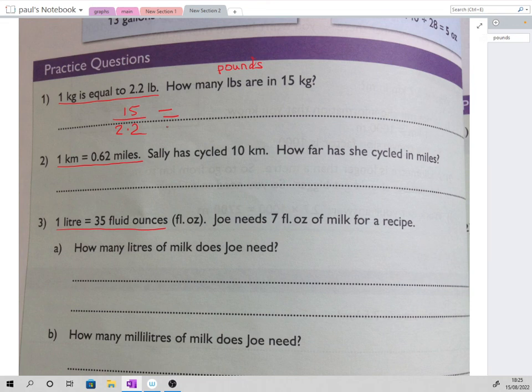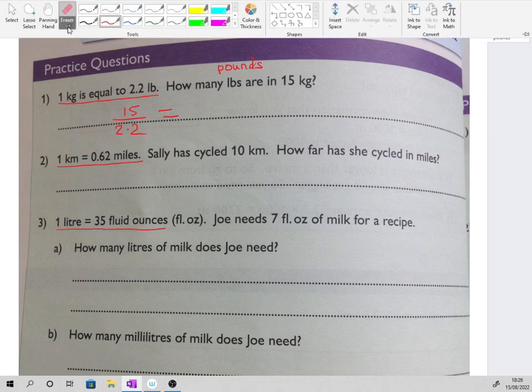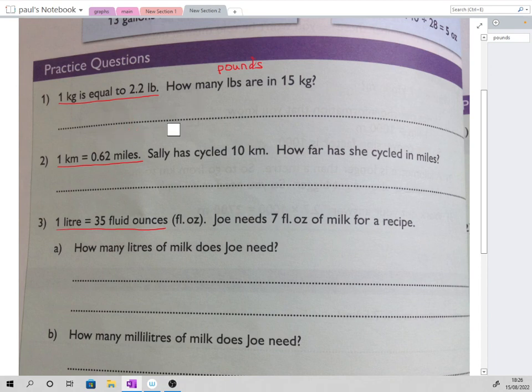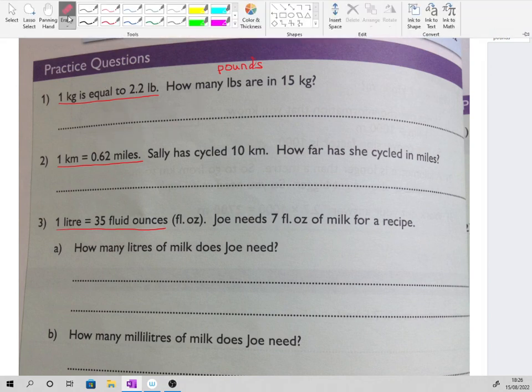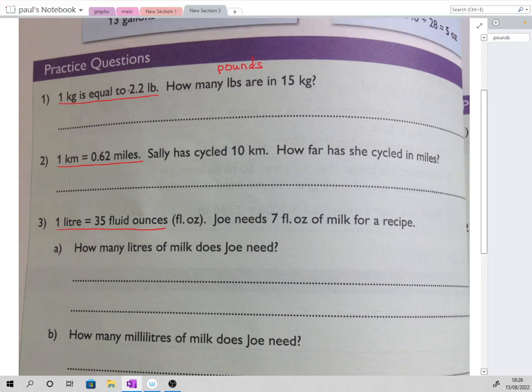Oh, there's me saying that. That's wrong, isn't it? There's me saying the only thing you need to worry about is do you divide or do you multiply? I need to multiply because I need more of them. Bonkers. Never mind. 15 times 2.2, 33. So this is 33 lbs.